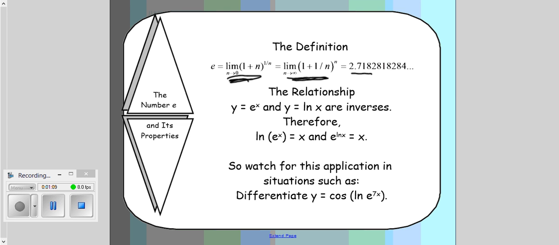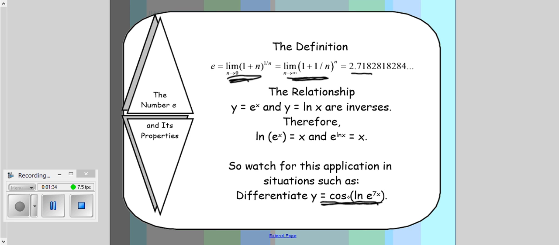Okay, I am sure that you remember that e to the x and y equals natural log x are inverses of each other. So therefore, if you take the natural log of e to the x, it equals x, and e to the natural log x equals x. It's really important that you watch for this, because a lot of times on AP exams they give you problems like this one down here where things look complicated, but they're really not.